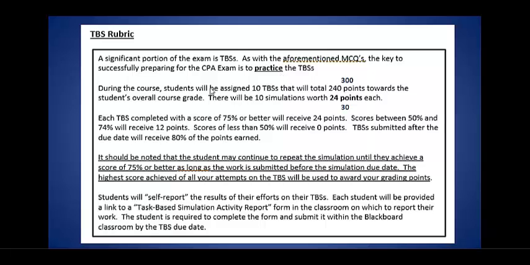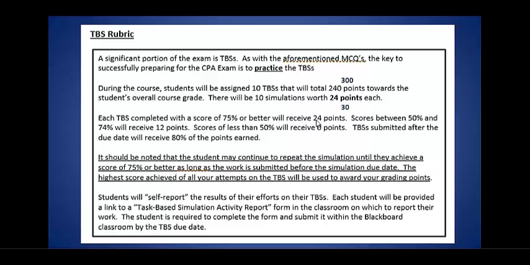Now, during the course, students will be assigned 10 TBSs that will total 240 points if you're in MACC 530. If you're in MACC 570, it'll be 300 points. That will go towards the student's overall grade. There will be 10 simulations worth, in the case of MACC 530, 24 points each. In the case of MACC 570, 30 points each. Now, each TBS completed with a score of 75% or better will receive 24 points.